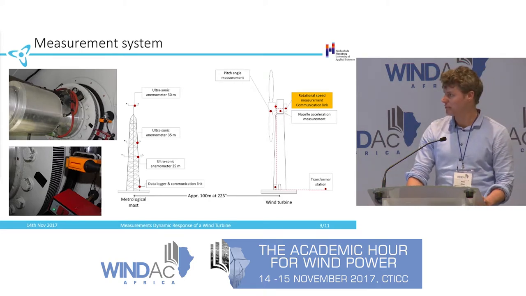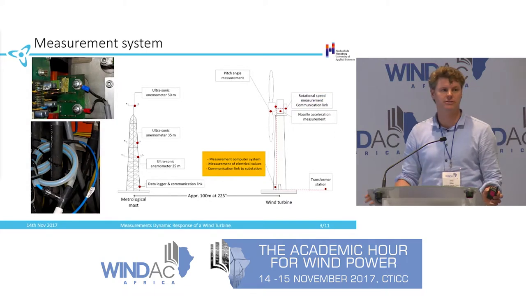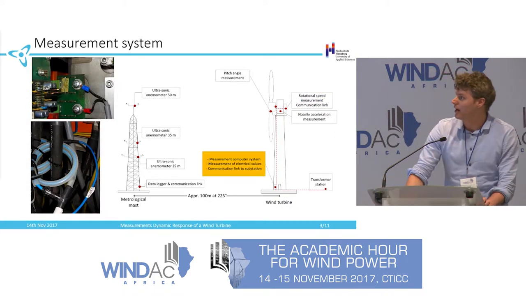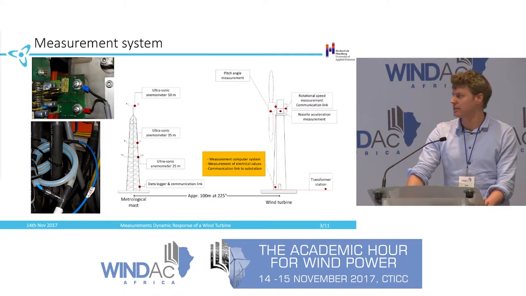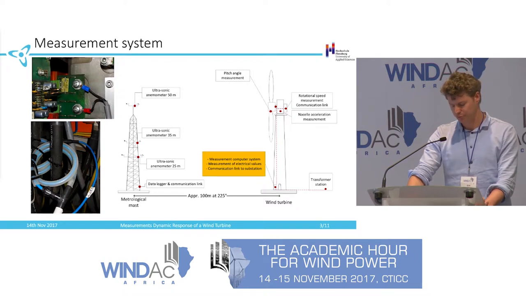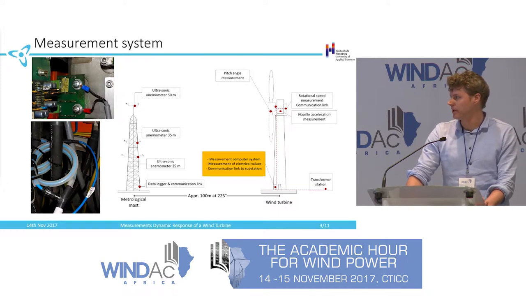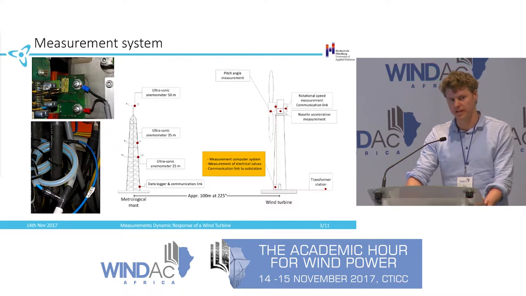And last but not least, of course, we want to measure the power, because this is what it's all about. And I gave you two examples there. One is the DC link voltage measurement on top, which was quite straightforward. And then for the AC grid side, we use what's called Rogowski coils, so standard measurement equipment.